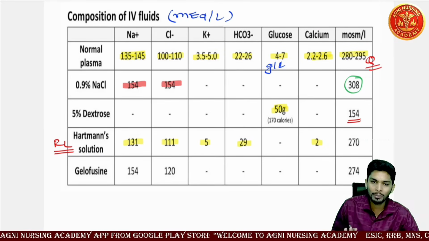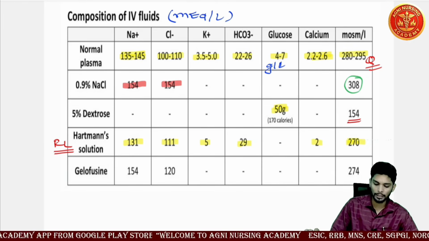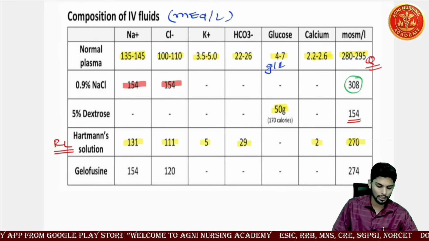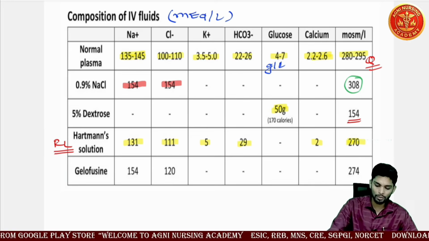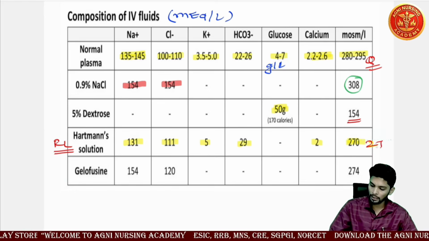Values may differ, but it is of 270 milliosmol per liter. That is ringer lactate. Okay, 270. I told you that is 273. How much? 273 milliosmol per liter.